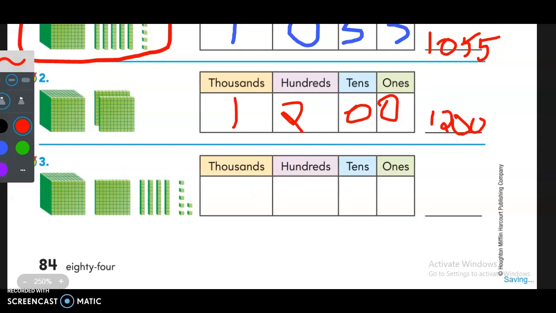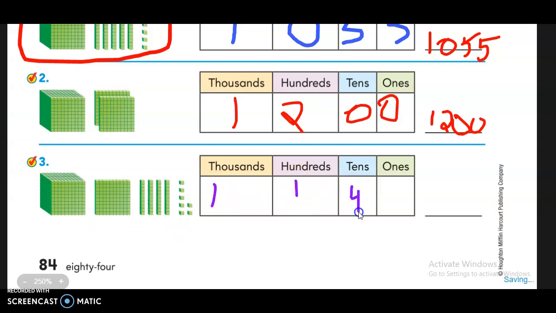Okay, now the next one. You had 1,000, 100, 4 tens, and 7 ones. 1,147. Good job.